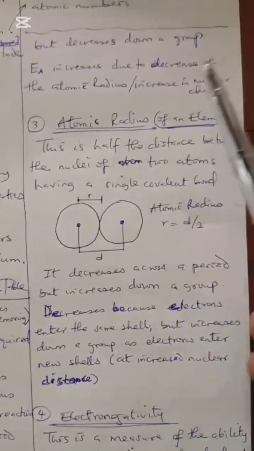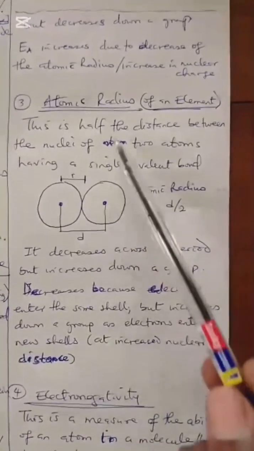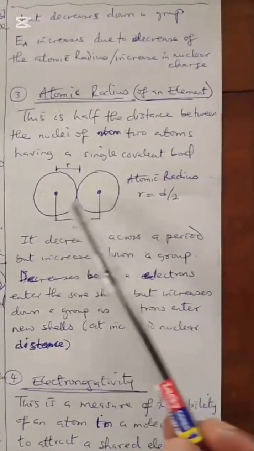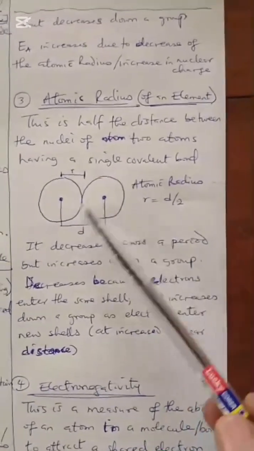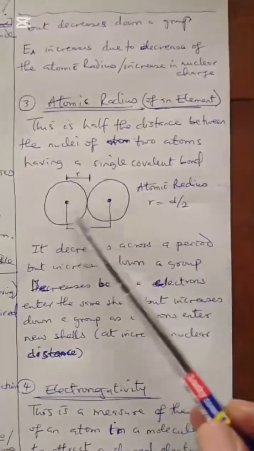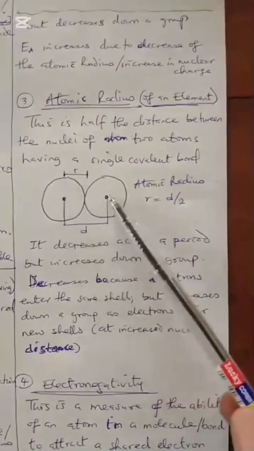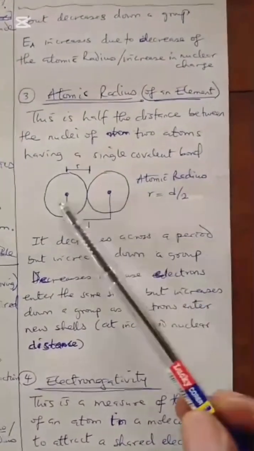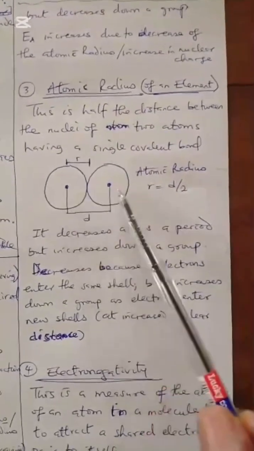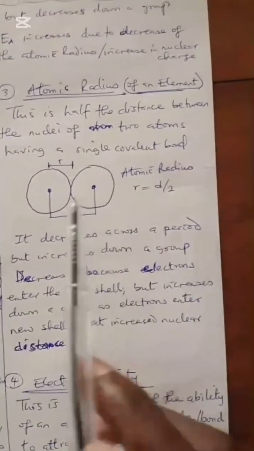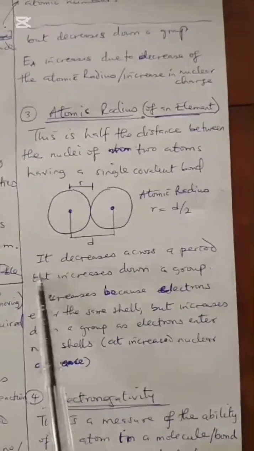Let's talk about atomic radius. The atomic radius of an element is simply half the distance between the nuclei of 2 atoms that have a single covalent bond. You might have discussed bonding in your school. It's just the sharing of electrons between atoms in order to form a compound or molecule. So if you have 2 atoms that are bonded together, half of the distance between their nuclei is the atomic radius. So we have half of this d, so it decreases across a period but increases down a group.